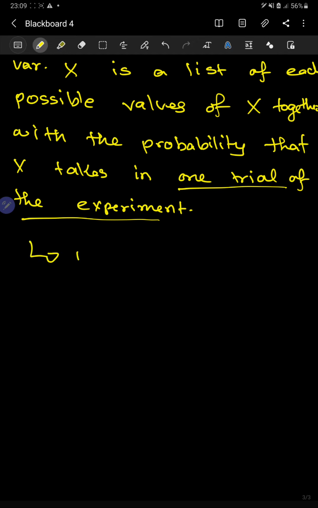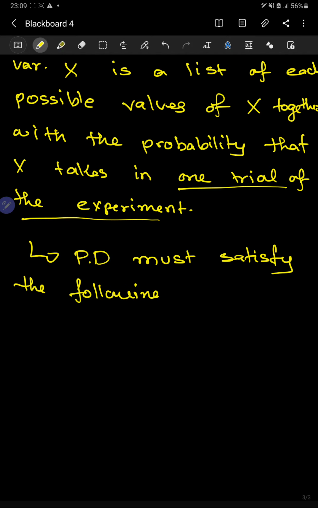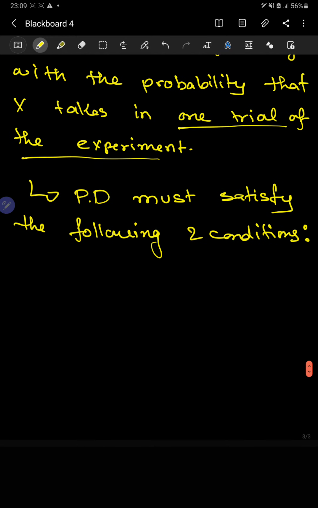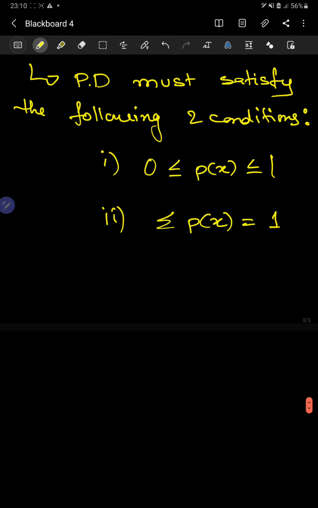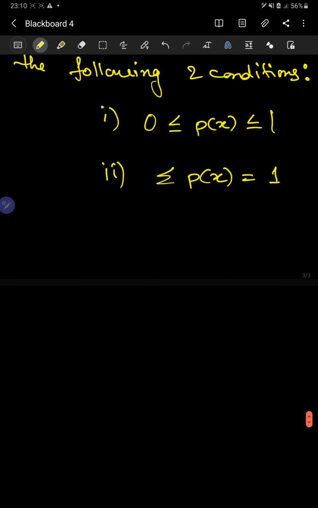So also, probability distribution must satisfy the following two conditions: one, each probability must be within 0 and 1, and two, the sum of all probabilities should be equal to 1. This is a very popular result. This is a very famous result, so all of you must be familiar with this.